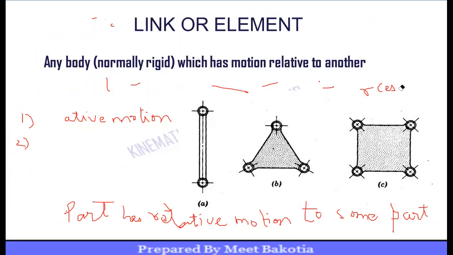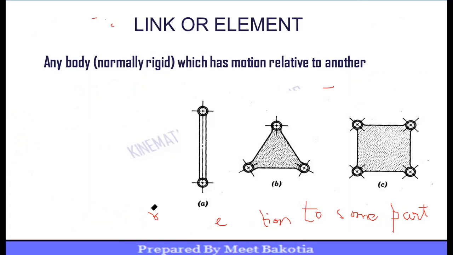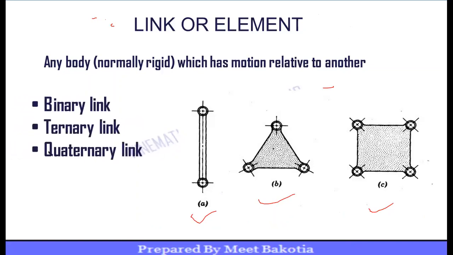Now moving on, guys, to the types of link that you are able to see in the diagram. You can see over here diagrams A, B, and C. Those diagrams are basically binary link, ternary link, and quaternary link. Right, now what are these? You can see here, binary link, I can connect here with some other link, as well as I can connect this portion with some other link.